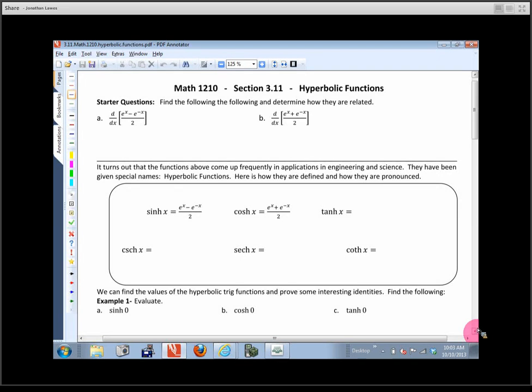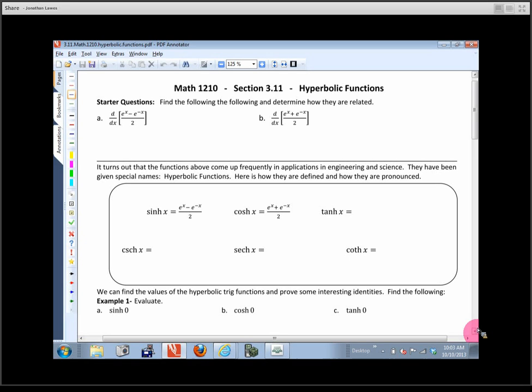Hopefully they're fairly easy. If you're interested in knowing more about these, I have a degree in math and I have a master's degree in math, and they were introduced in a calculus class just like this, and then I never saw them again. If you go into engineering or something like that, then you'd probably see these more frequently.